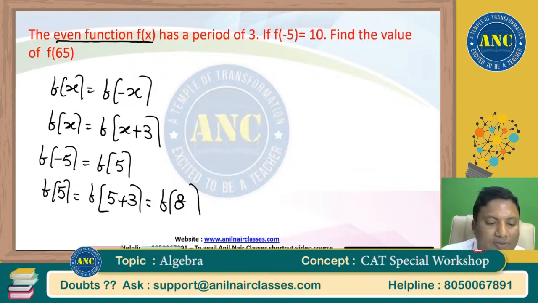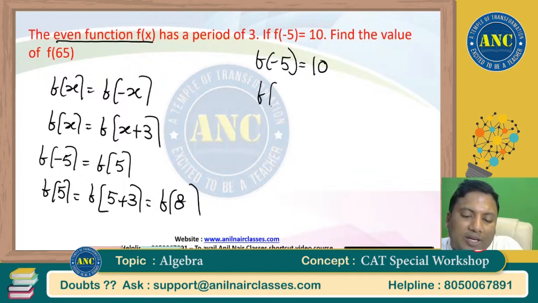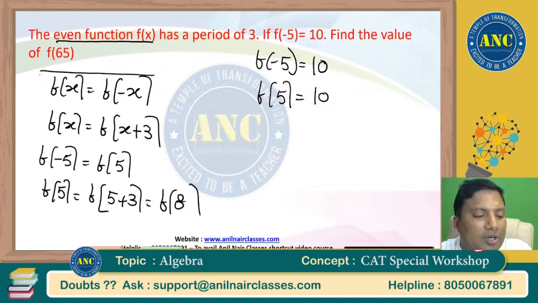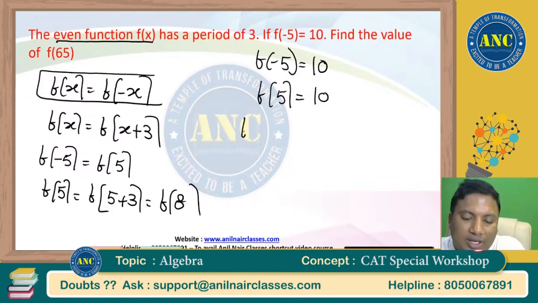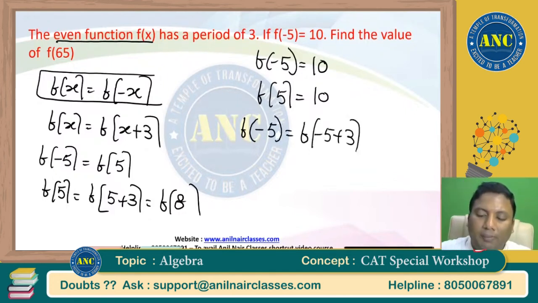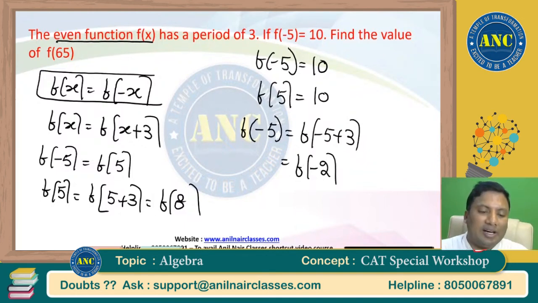Now f(minus 5). It's a very easy question. f(minus 5) is 10. If f(minus 5) is 10, f(5) is also 10, because f(x) is equivalent to f(minus x), yes or no? Now f(minus 5) is equivalent to f(minus 5 plus 3), you can generate multiple values. f(minus 5 plus 3) is nothing but f(minus 2). I hope it is clear, right? So what is the value that you are getting?